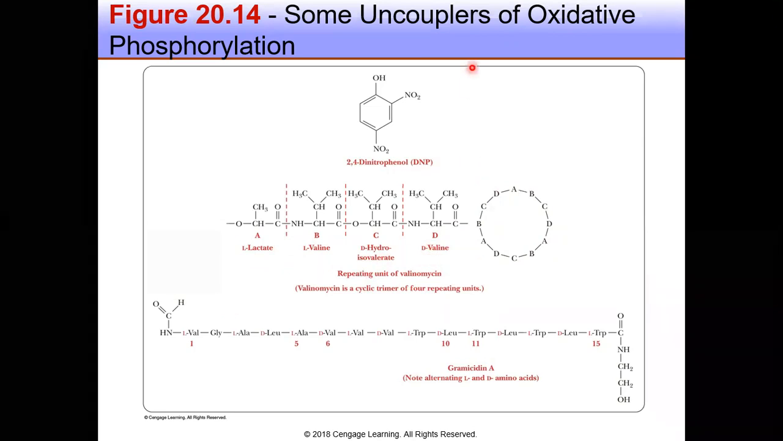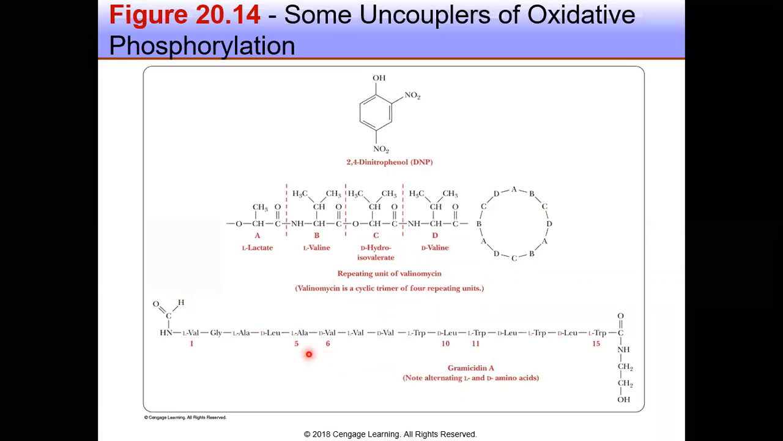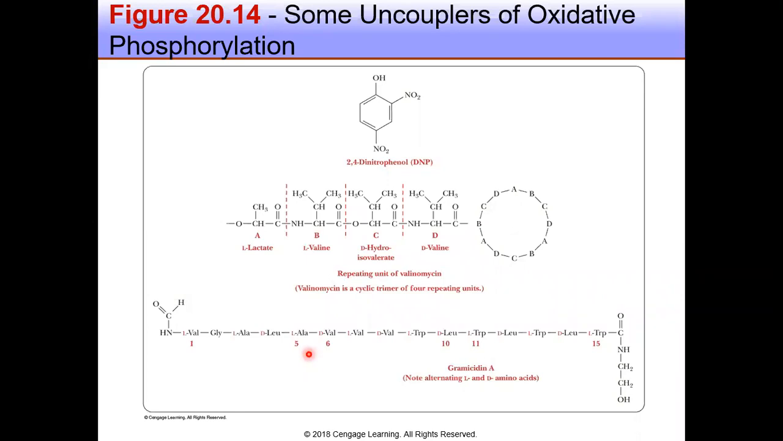Now, the other antibiotic called gramicidin A consists of 15 amino acids, as you can see, with alternating L and D amino acids. You remember when we talked about amino acids, we said naturally occurring amino acids have the L configuration. However, D-amino acids can be found in antibiotics, and these are examples, and in the bacterial cell wall, as we mentioned before in chapter 16.